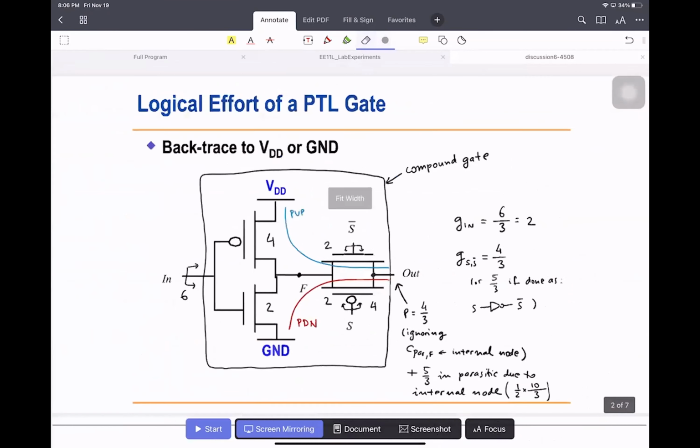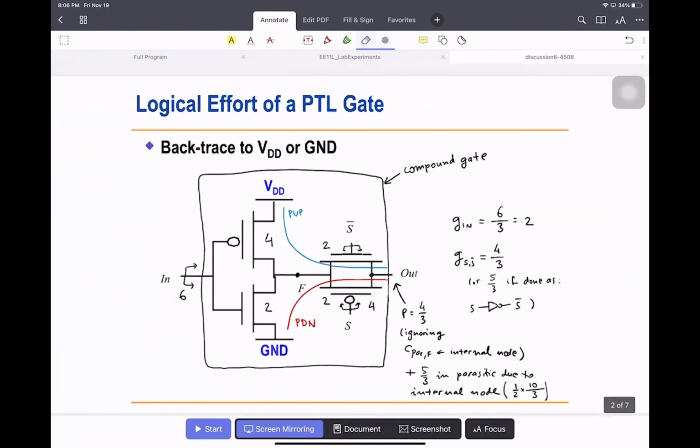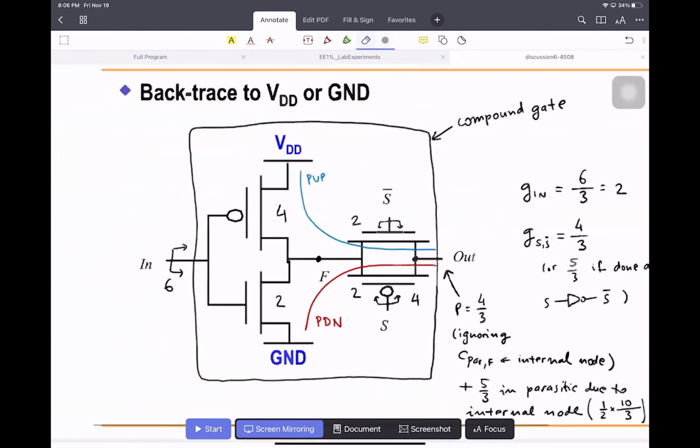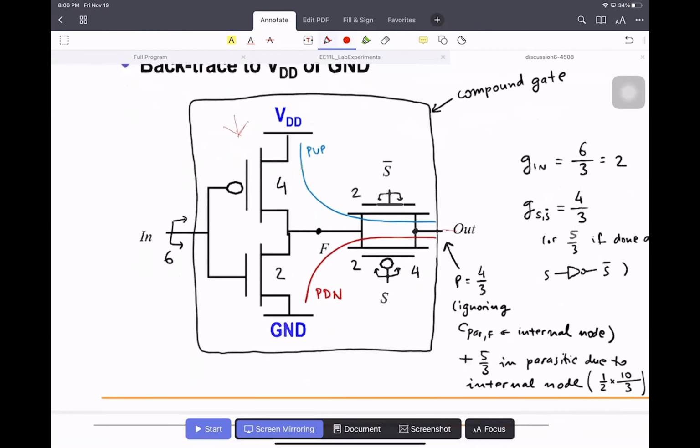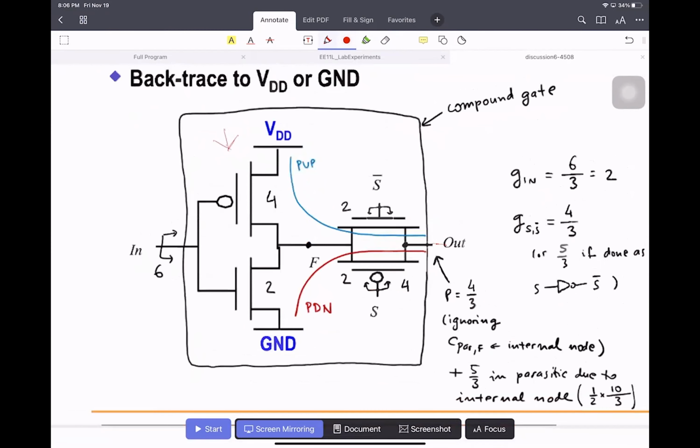About the logic effort of the transmission gate. So here is an example. See here, the first stage is an inverter, and then after the inverter, you have a transmission gate and the output. The first question is, we are going to calculate the logic effort and parasitic delay of this circuit.